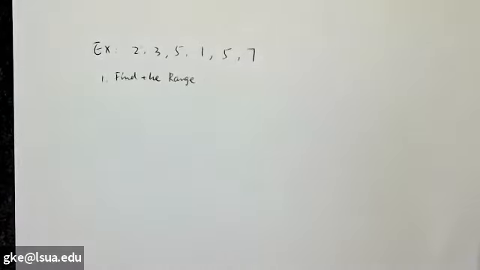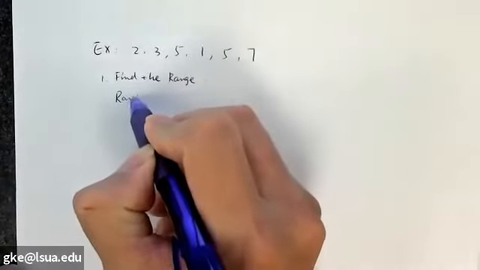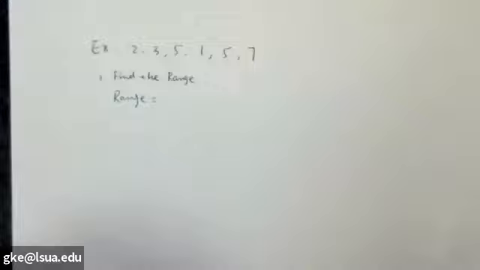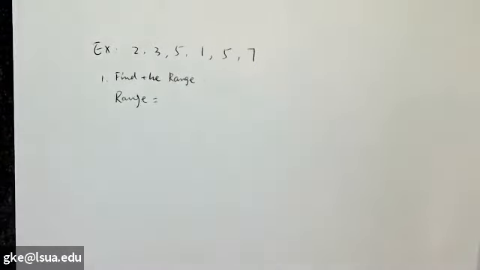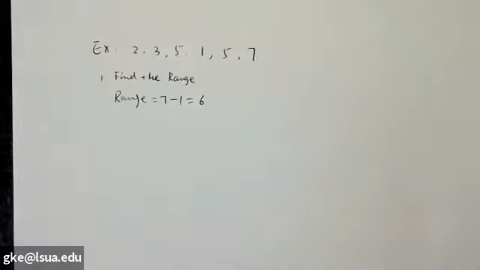Did you get it? What is the range? 6. Good job. I wish you still remember it. Range is going to be the maximum number subtract the minimum number, right? That's it. 7 minus 1, 6, right?